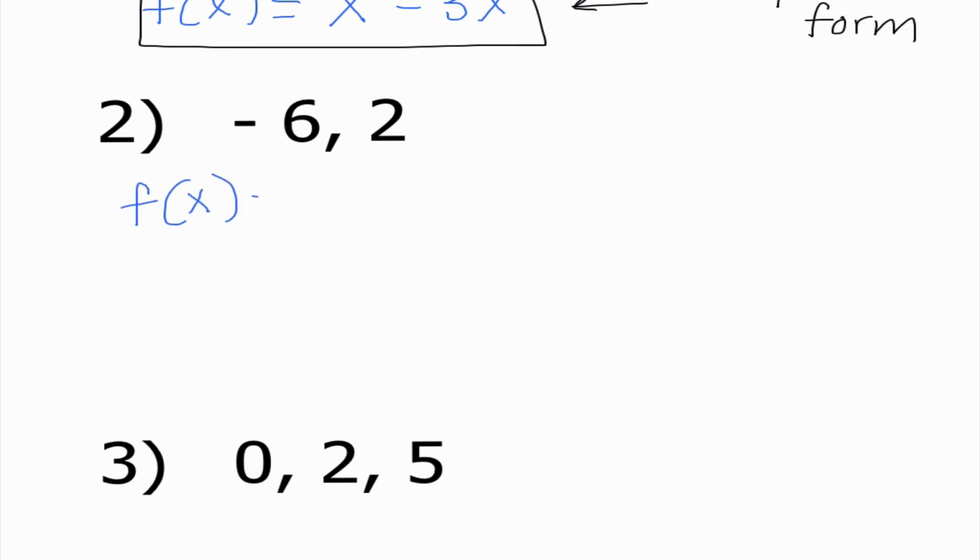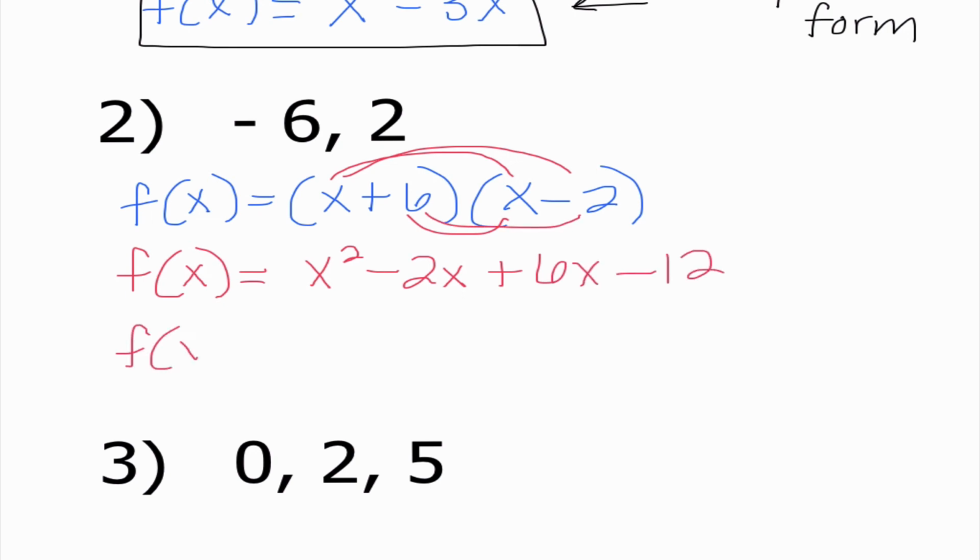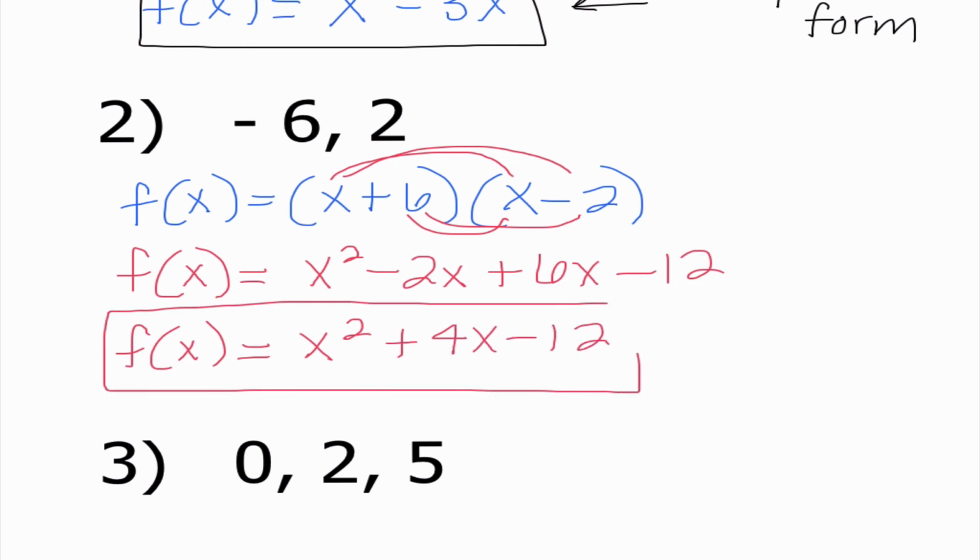So I'm going to say f of x equals x minus negative 6, which we know would be plus 6, and x minus 2. That would be the factored form. Now if I wanted to simplify this, we know we need to FOIL. x times x is x squared. x times negative 2 is negative 2x. 6 times x is 6x. And 6 times negative 2 is negative 12. We can combine some like terms here. So I get f of x equals x squared plus 4x minus 12. And obviously, we could factor this because that's where those two numbers come from. Our goal here is to write an equation in simplified form. So this would be our final answer.